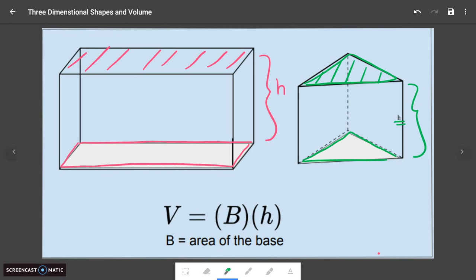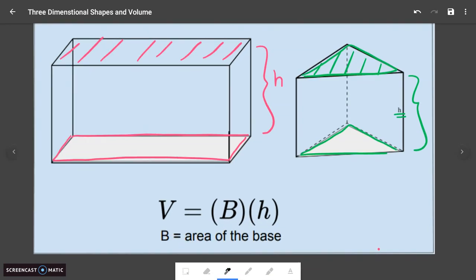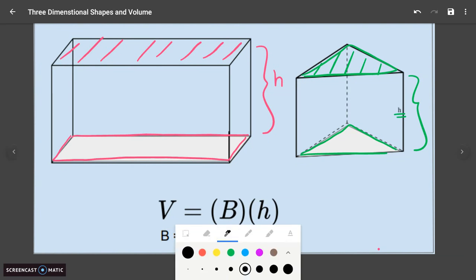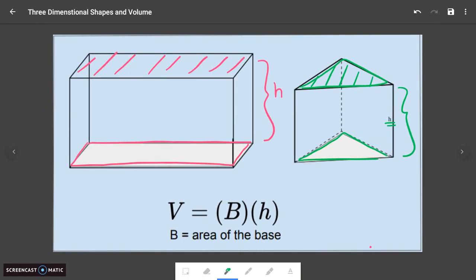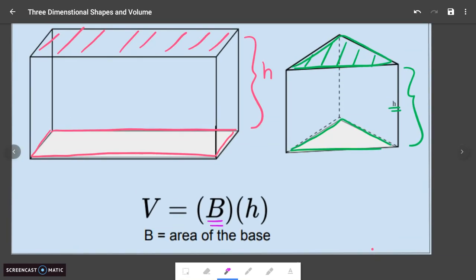When you look at these, though, the volume formulas are the same, even though those shapes don't match. That's because capital B stands for area of the base. We have to notice that these are two different areas. Capital B, in this case, the area of the base of a rectangle, is length times width, or commonly known as base times height. But because we have another h involved, I'm going to avoid using that.